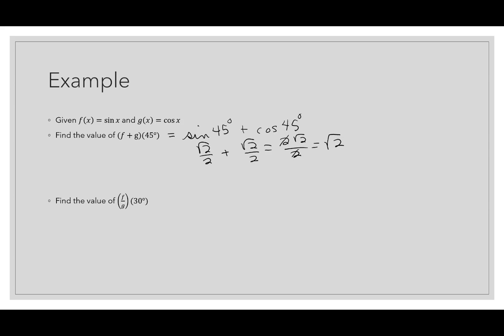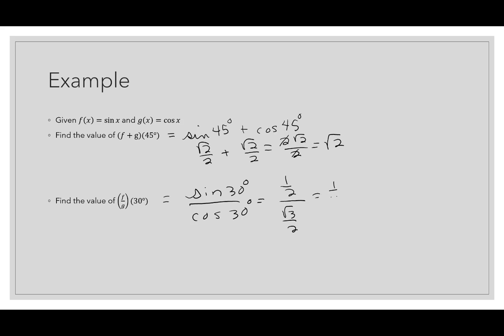We'll do one more. Here I have f over g of 30. Same kind of thing. I would have f of 30, which is the sine of 30 degrees, and then I'll divide by the cosine of 30. The sine of 30 is a half. The cosine of 30 is the square root of 3 over 2.